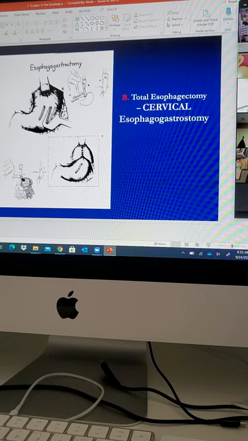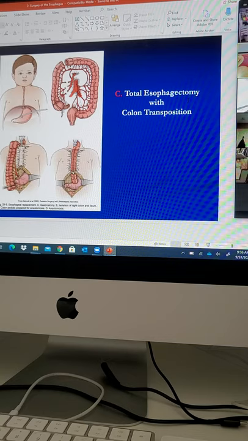So let's go to the next slide. This was the resection, esophagectomy. Let's go to the next one. And this is the esophagectomy. So we are removing the esophagus completely, and we are using the colon transposition, okay?